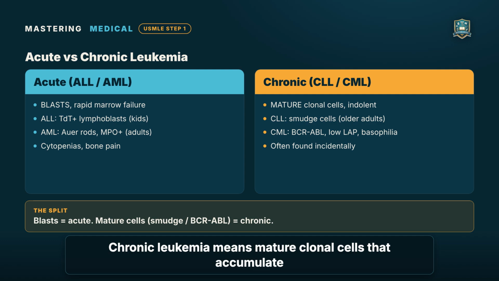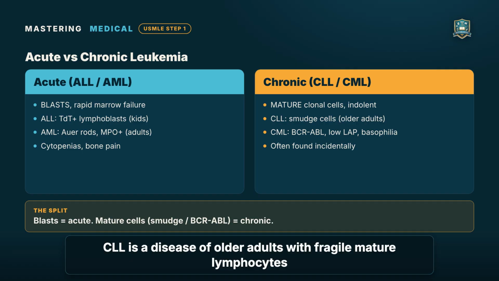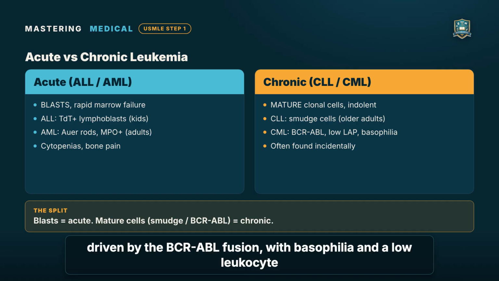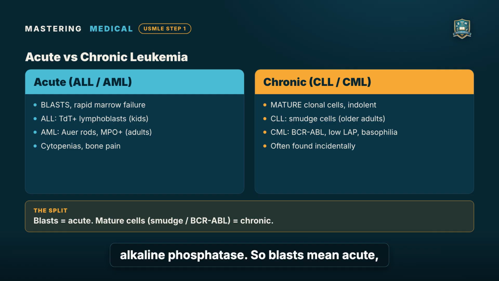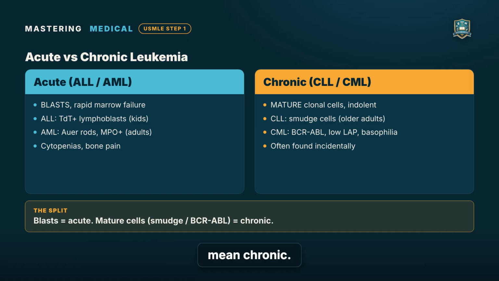Chronic leukemia means mature clonal cells that accumulate slowly and are often found incidentally. CLL is a disease of older adults with fragile mature lymphocytes that smear into smudge cells. CML is a granulocyte expansion driven by the BCR-ABL fusion, with basophilia and a low leukocyte alkaline phosphatase. So blasts mean acute, while mature cells, whether smudge cells or BCR-ABL, mean chronic.